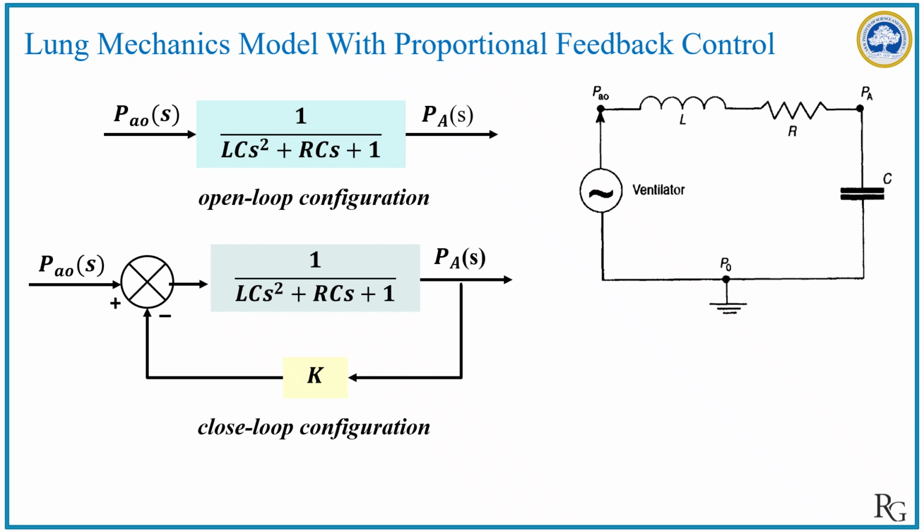We assume a closed loop arrangement where PA is measured and a scaled representation of this measurement is fed back and subtracted from the input PAO. This is clearly a closed loop configuration, and the type of control scheme is known as proportional feedback, because we are using a proportional constant which is multiplied with the output of the model and then fed back to the input side.